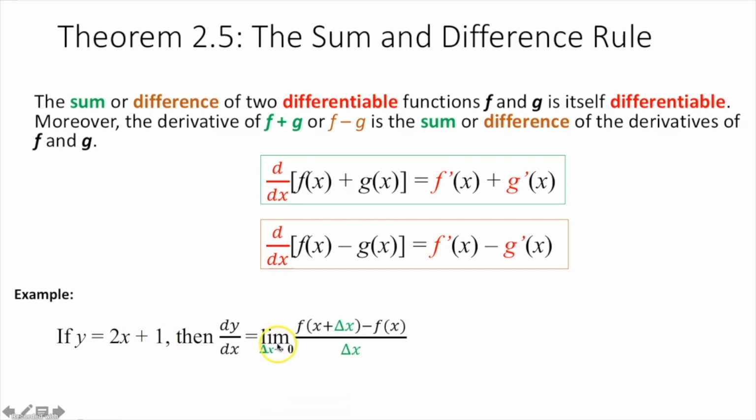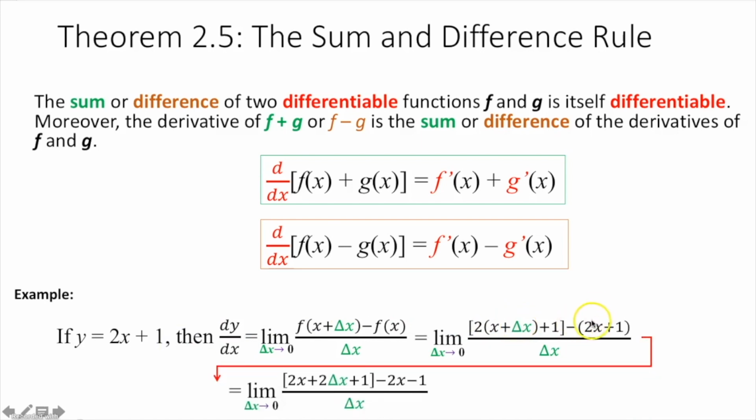With the limit process, we have the limit as delta x approaches 0, and here's our formal definition. We're going to take x plus delta x and plug it in the function for x. Then over here, f of x is just going to be 2x plus 1. We then simplify this. We're going to distribute the 2, distribute this negative sign over here, and combine like terms. Negative 2x and 2x cancel each other out. 1 and negative 1 cancel each other out, and we're left with 2 delta x over delta x. Those then cancel out, and I'm left with the limit as delta x approaches 0 of 2, which is just 2. And that's exactly what we thought it would be.